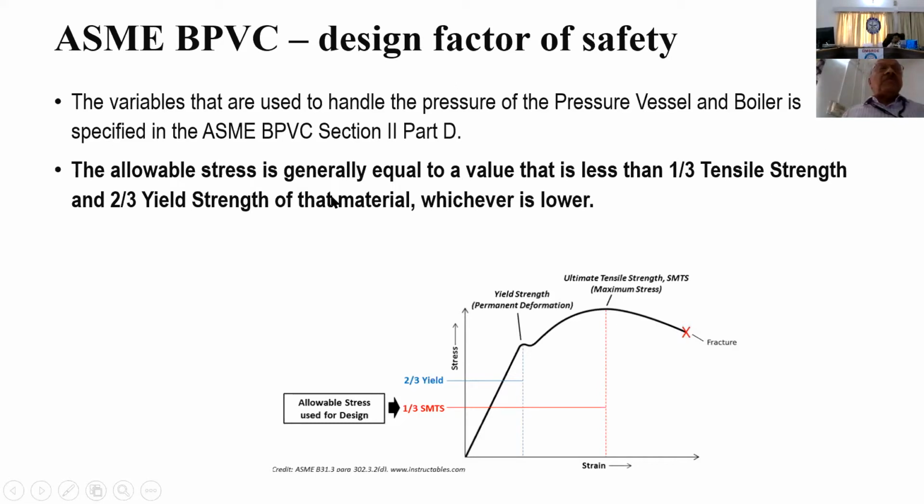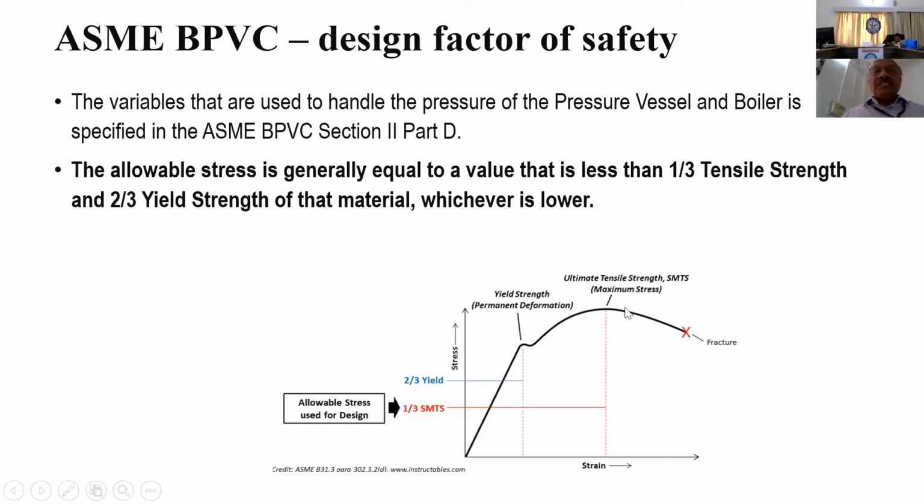You are not using the absolute value of yield strength. You are applying a factor of 2/3 on that. That means the safety factor is 1.5. And then whichever is lower of this, that will be deciding your allowable stress under tensile deformation.